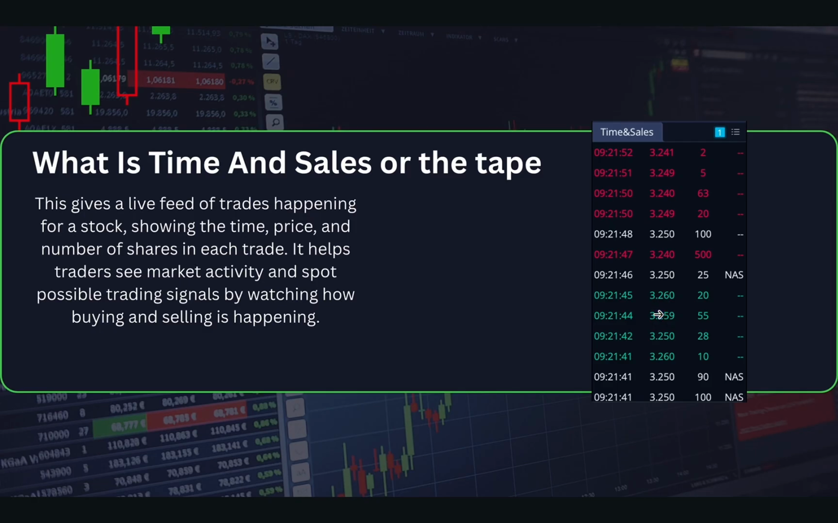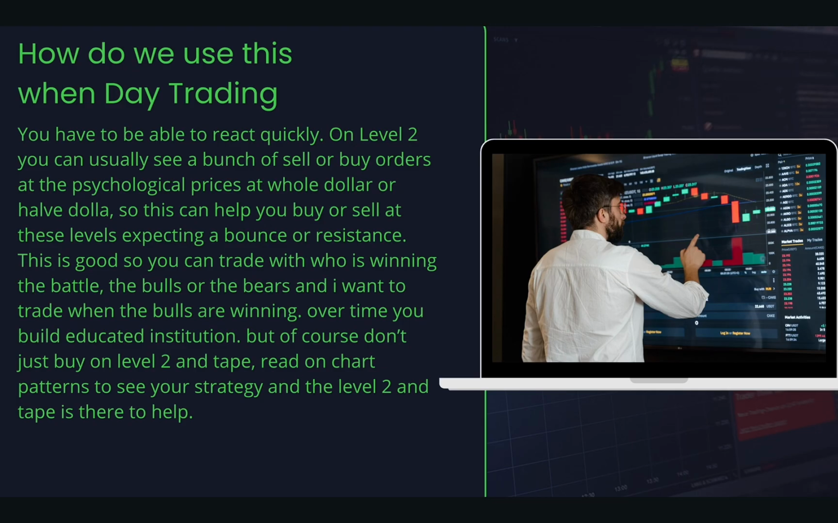So this is really useful to combine with the level 2, because you need the level 2 and the tape or the time and sales. It's called the time and sales or the tape. You can call it whatever. But you need these two together. One cannot work without the other. And I'm going to show you how day traders use this.